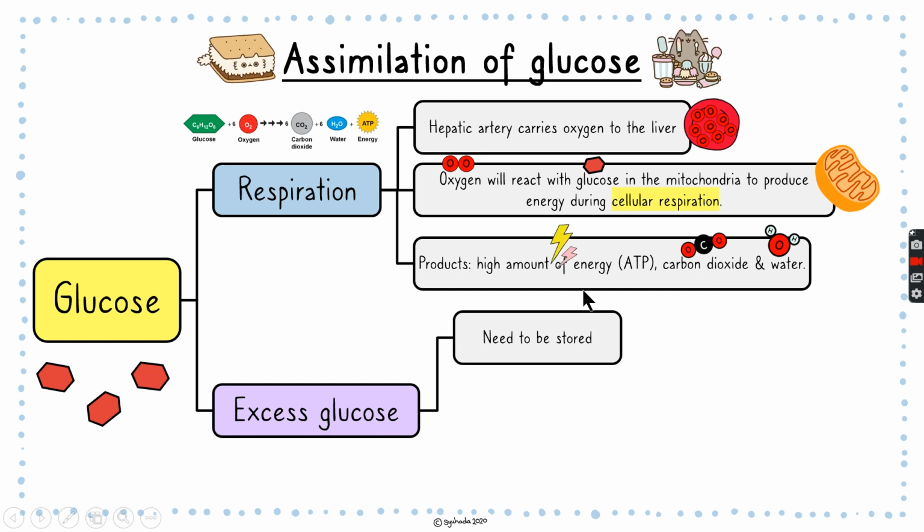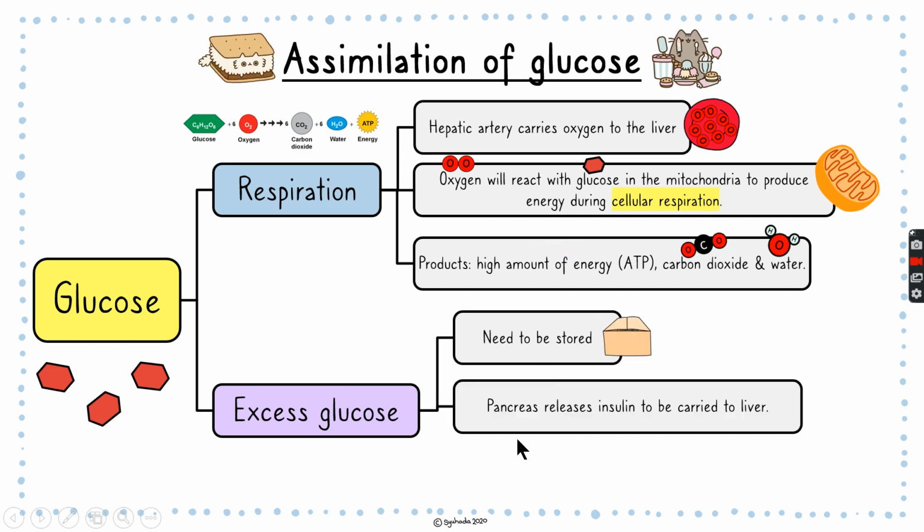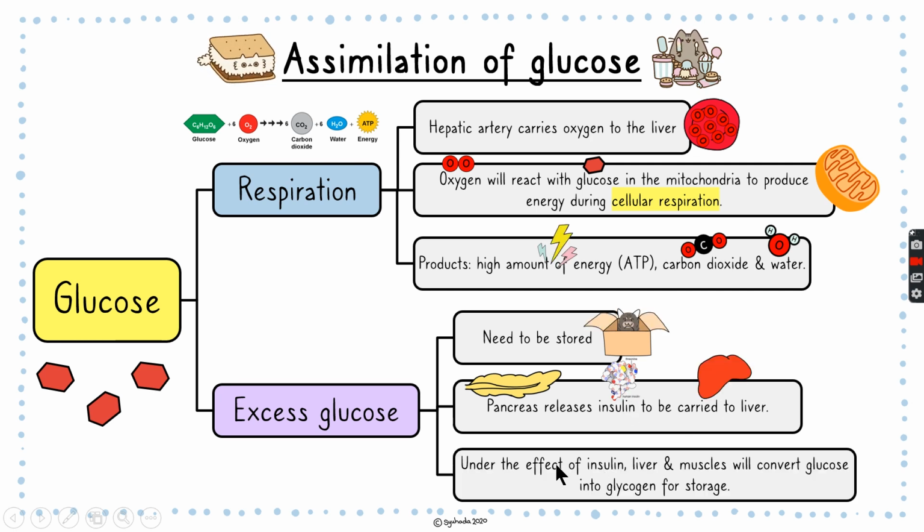When you have excess glucose, so you already used up that glucose, but you still have extra, it needs to be stored. So what happens is that the pancreas will release this hormone called insulin. And this insulin will be transported to the liver. And under the effect of insulin, the liver and muscles will convert the glucose into a bigger storage form of sugar, which is glycogen.